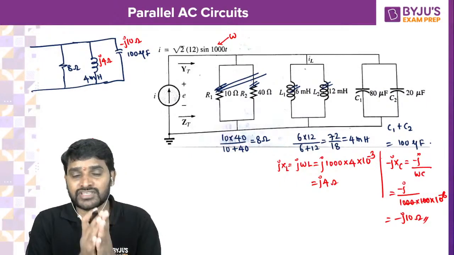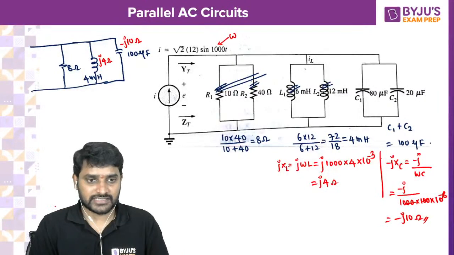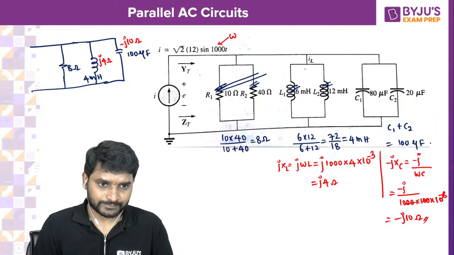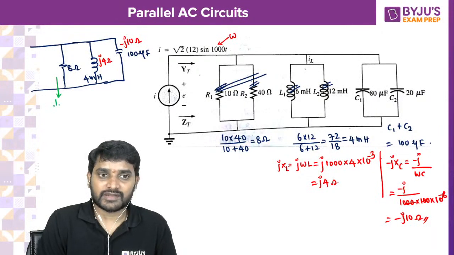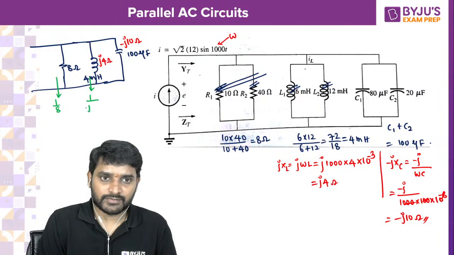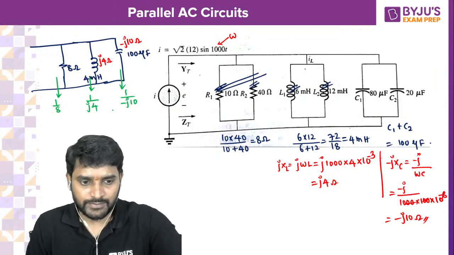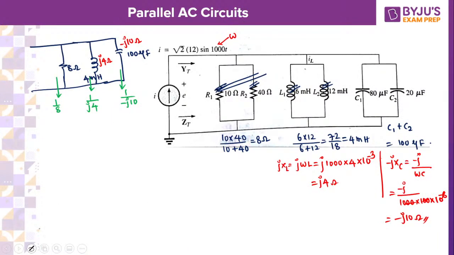We have opposition. You just convert them into admittances. So this admittance is going to be 1 by 8, this admittance is going to be 1 by j4, and this admittance is going to be 1 by minus j10. If you add up, let me hide and let me add up. So the total admittance is going to be 1 by 8 mhos plus 1 by j4 mhos plus 1 by minus j10 mhos.